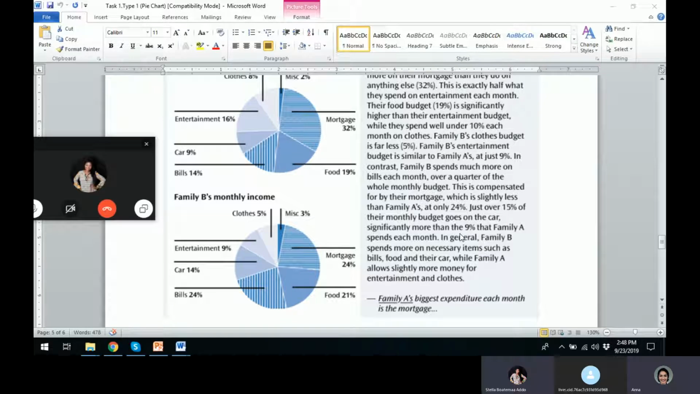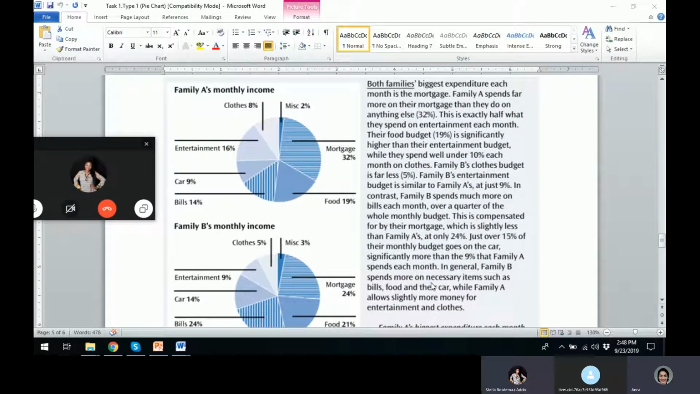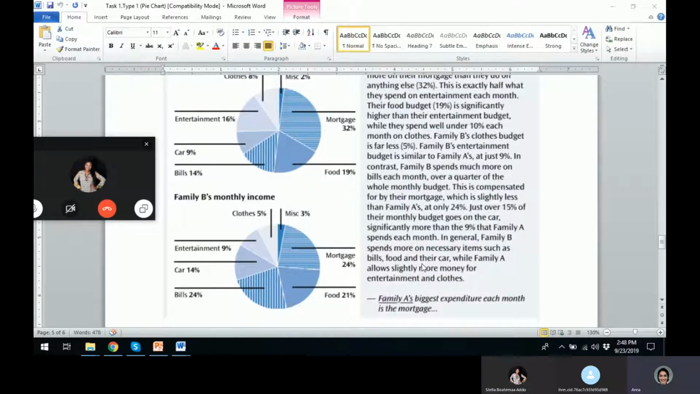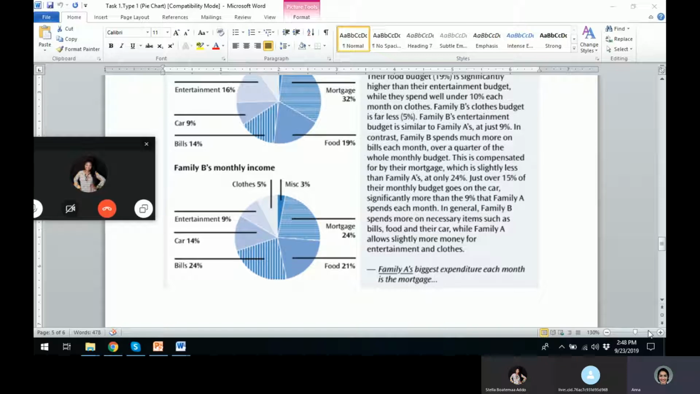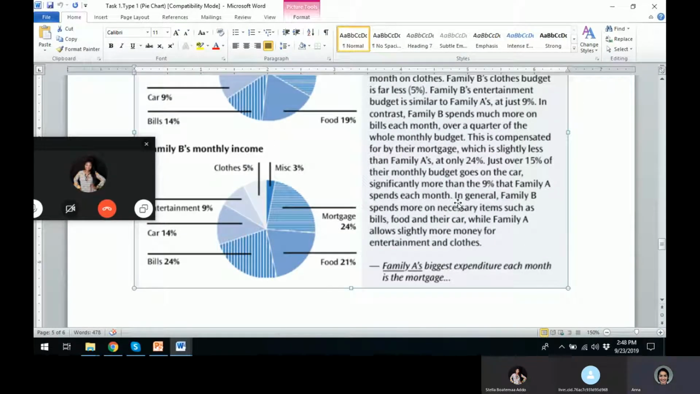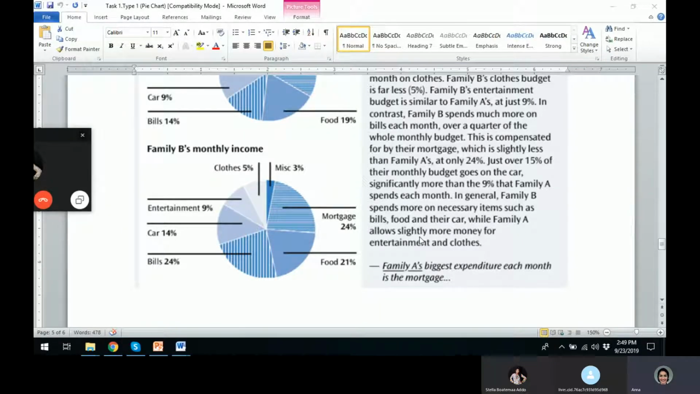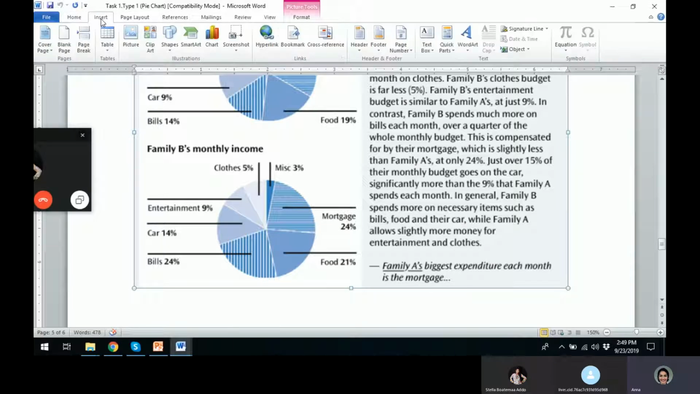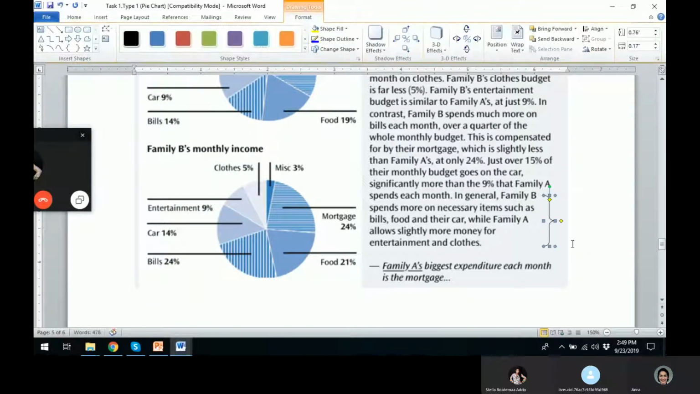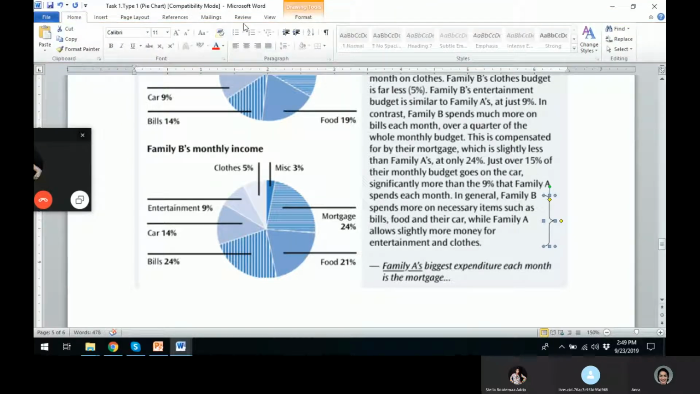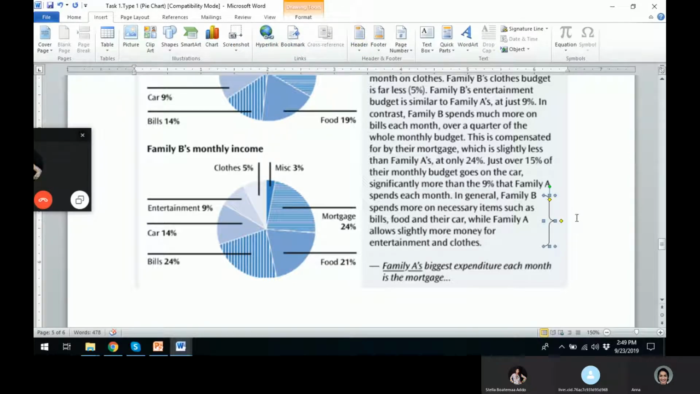Anyway, girls, I want you to study this exercise and try to find out what other errors you can find. But I'd like you to focus on the last sentence. In general, Family B spends more on necessary items, while Family A allows slightly more money for entertainment and clothes. Actually, that part there is the main trend, and it should be in the overview. This part here, insert.